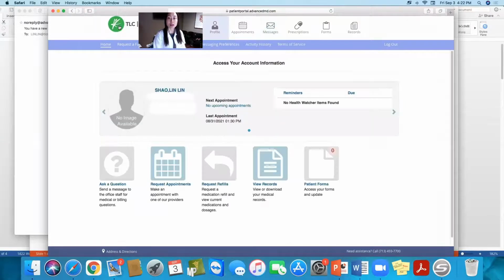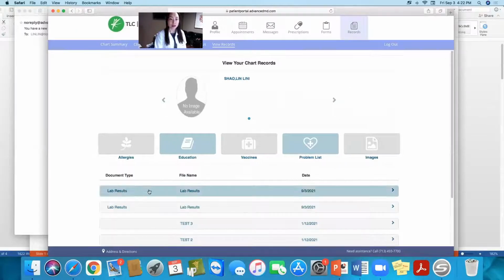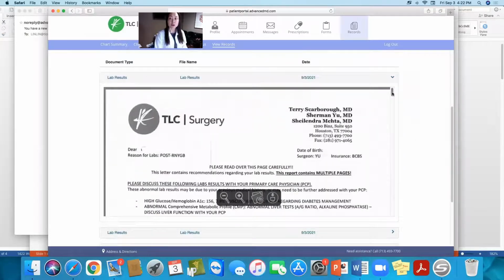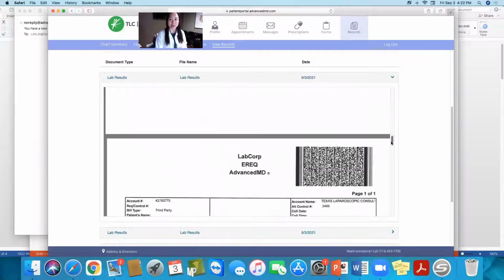All right, so let's click out of the messages. Let's click on the home button and we'll click on View Records. Then we're going to click on Images and the most recent attachment, which will be your lab results. And then here it is. If you're able to scroll through multiple pages, then you know you're in the right place.